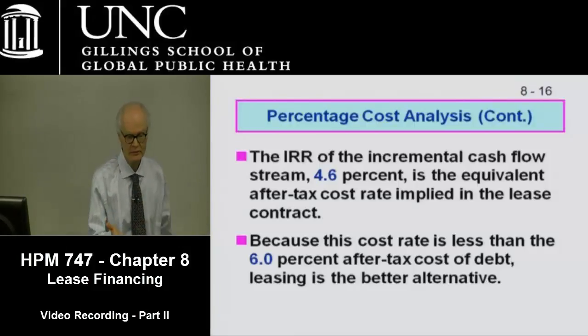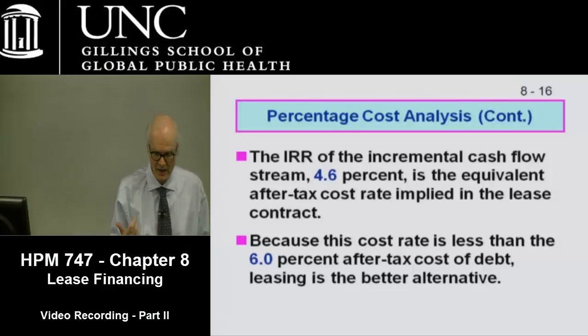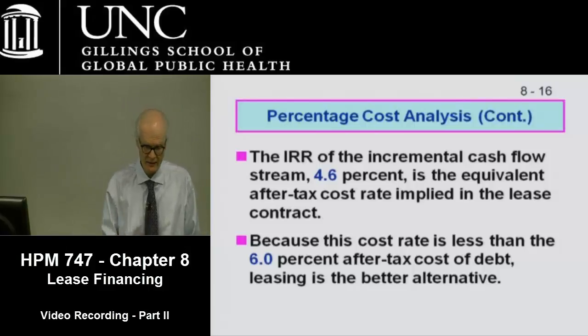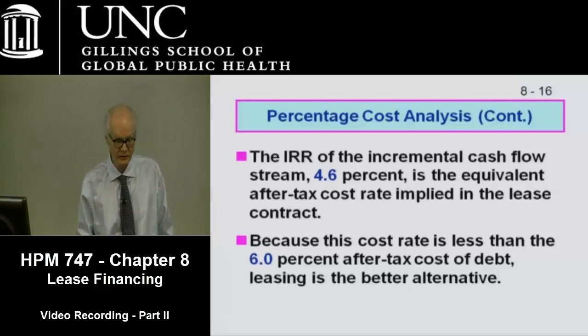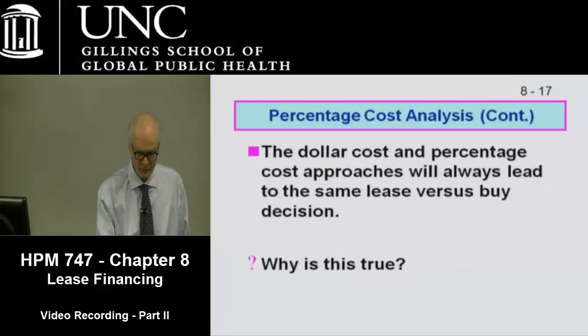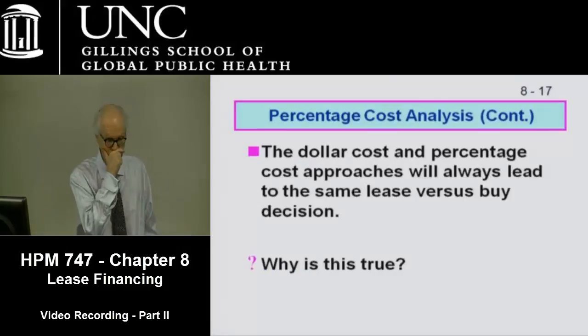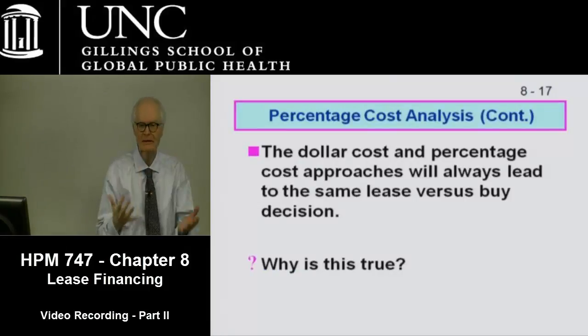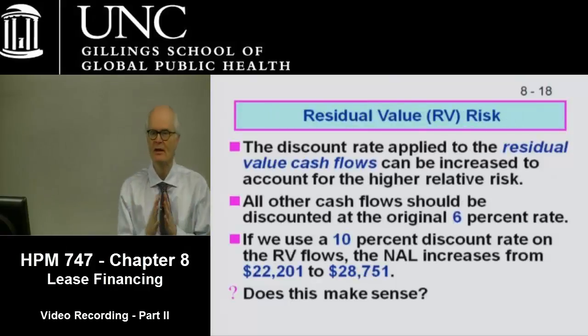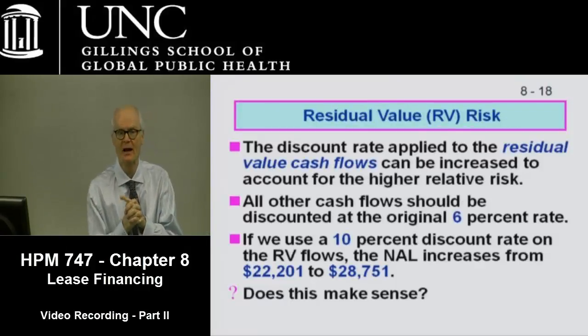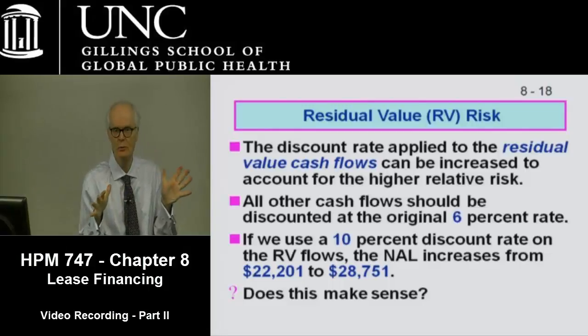So essentially, the IRR of the incremental cash flow stream is 4.6%. It's less than 6%. So again, leasing is the better decision. And why is this true? Because NPV and IRR always give you the same decision. Okay, so that's the basic leasing model. That's the basic mathematics that we're going through to analyze a lease. Are there any questions or comments at this point?